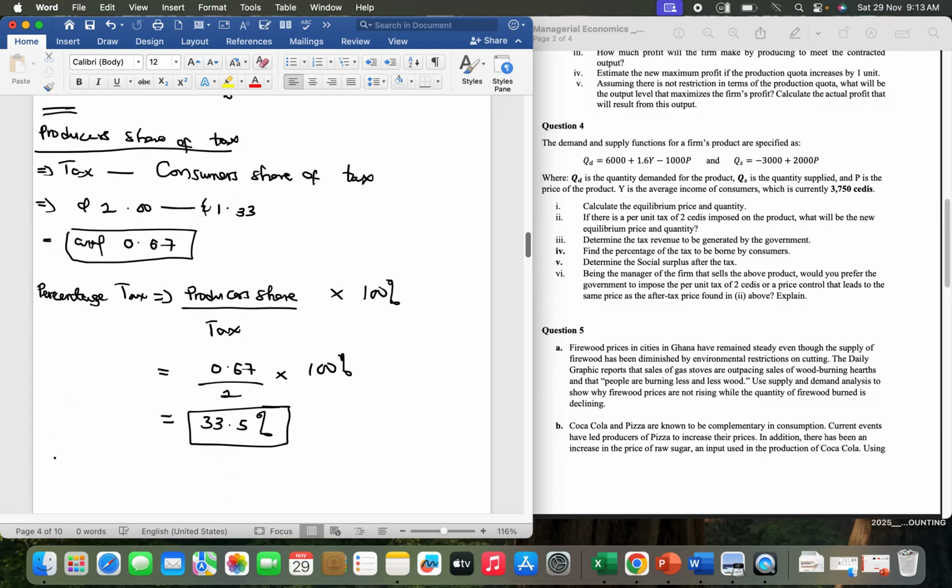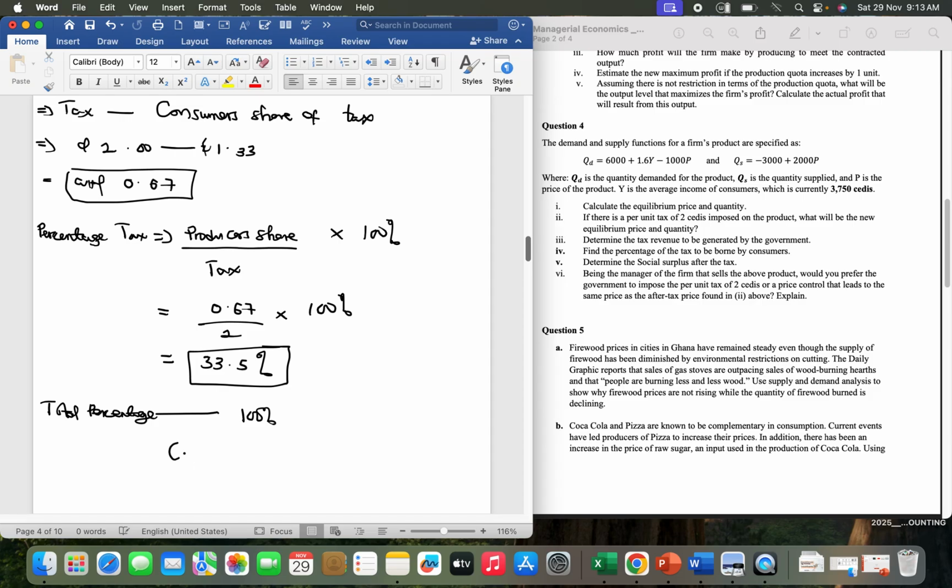Now there's a trick here. The total percentage is what? 100%. When we add them, we are supposed to get 100%. So the producer was 33.5 and the consumer was 66.5. When we add that, we should get 100: 66.5 plus 33.5 gives 100. So that's how to prove it. It gives you a total understanding of the total percentage.